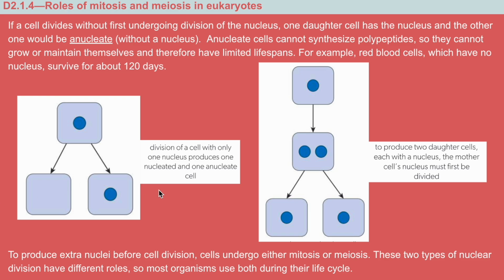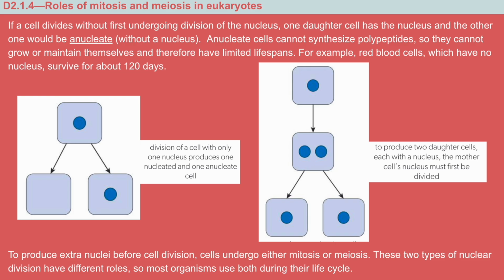All right, now, if a cell was to divide without first replicating all of the DNA, we would only have one cell that was able to get a nucleus, and the other one would be anucleate, without a nucleus. Those cells wouldn't be able to synthesize polypeptides. They wouldn't be able to grow or maintain themselves, and they would have very limited lifespans. Instead, replication occurs of all of the DNA. So we have two sets, and when the cell splits, each resulting cell can get an entire copy of that DNA.